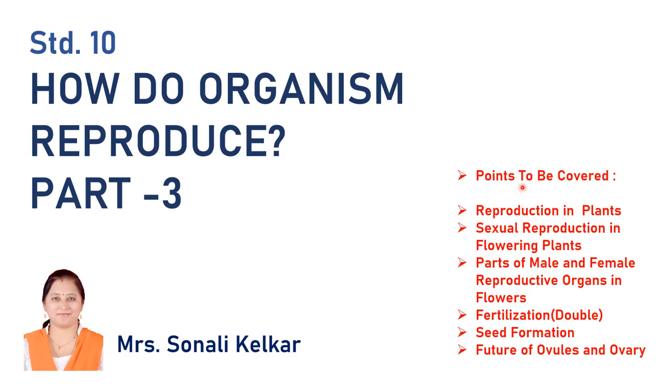So the points which are going to be covered in this topic are reproduction in plants, sexual reproduction in flowering plants, parts of male and female, that is reproductive organs in flowers, then fertilization and especially the double fertilization, seed formation, and then the future of ovules and ovary. So let's start today's session.